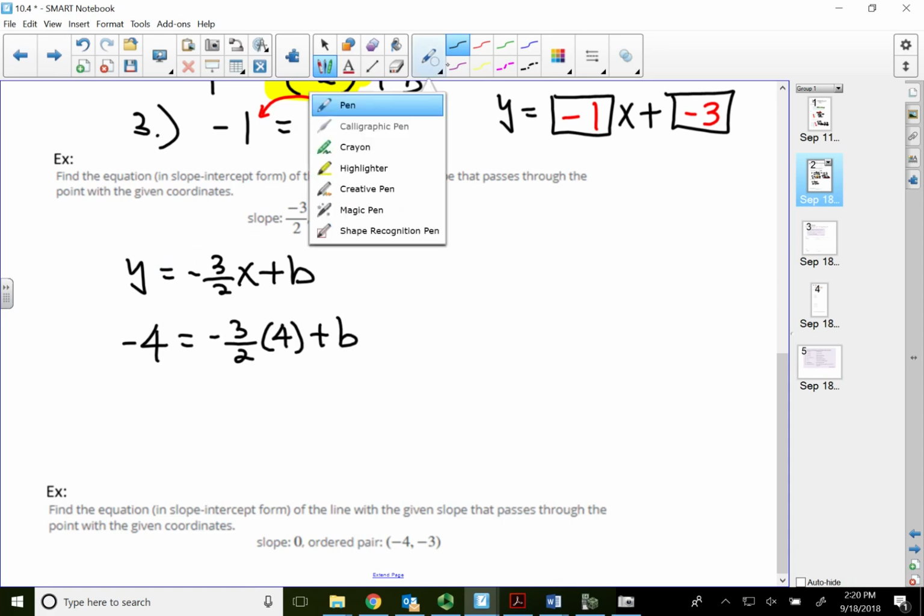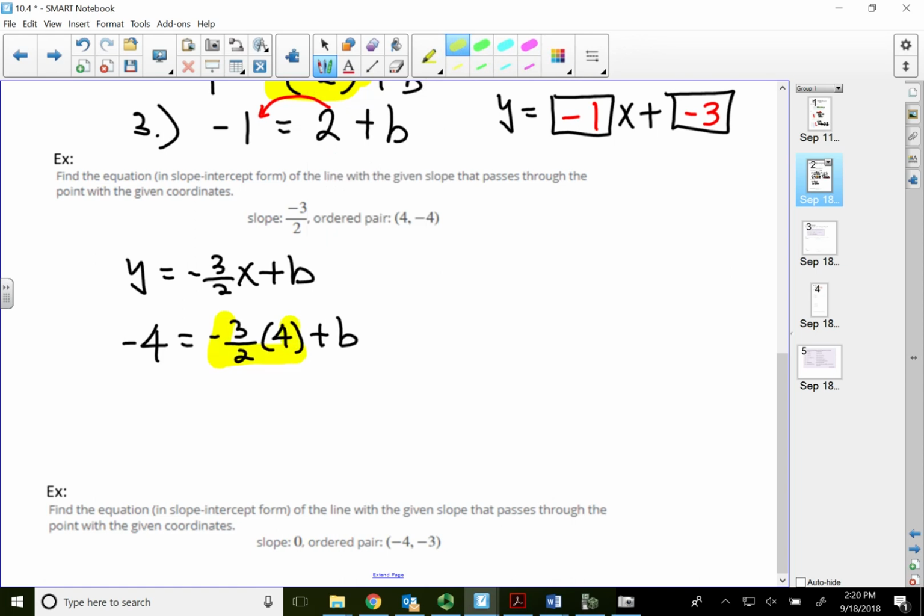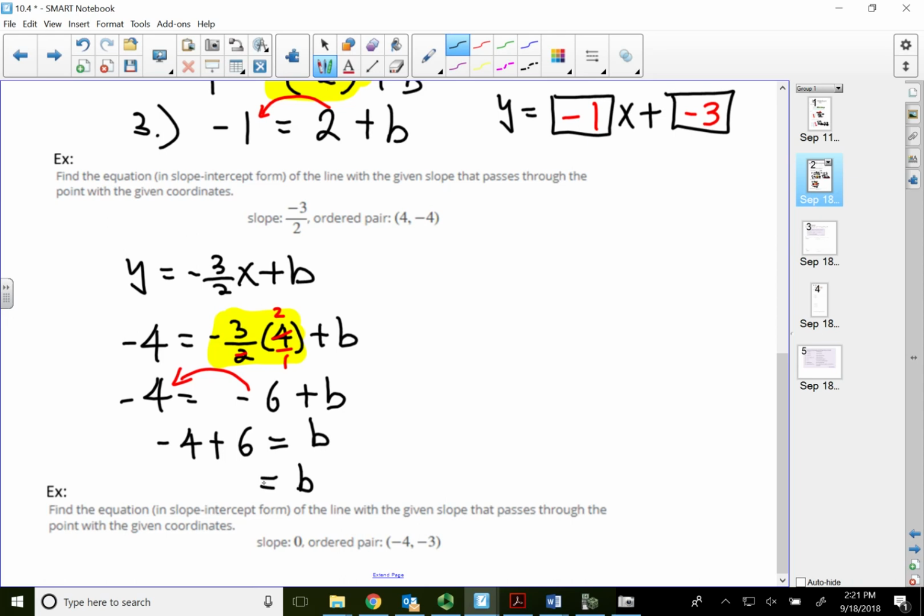Now solve for b. If you want to put this in a calculator, you can. How we solve for b is the same thing every time: simplify this term, then move it over to get b by itself. The top and bottom reduce to 1 and 2, so this should be -6 plus b. The other side is -4. To get b by itself, move the -6 over. That gives me -4, and the -6 comes over and becomes positive, so b equals 2.